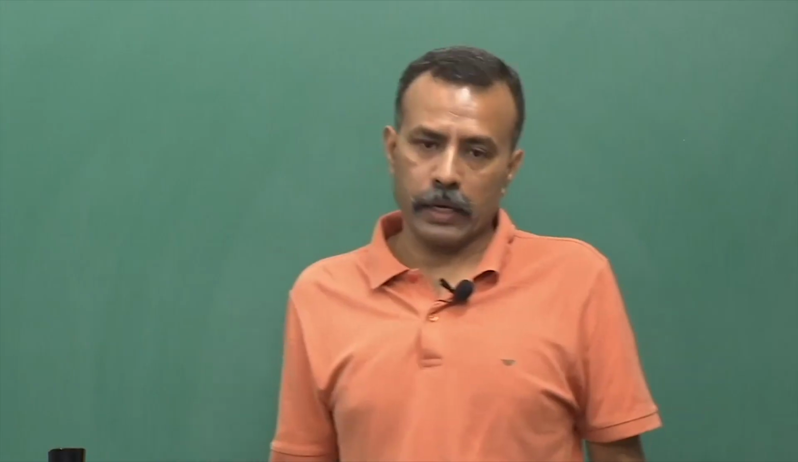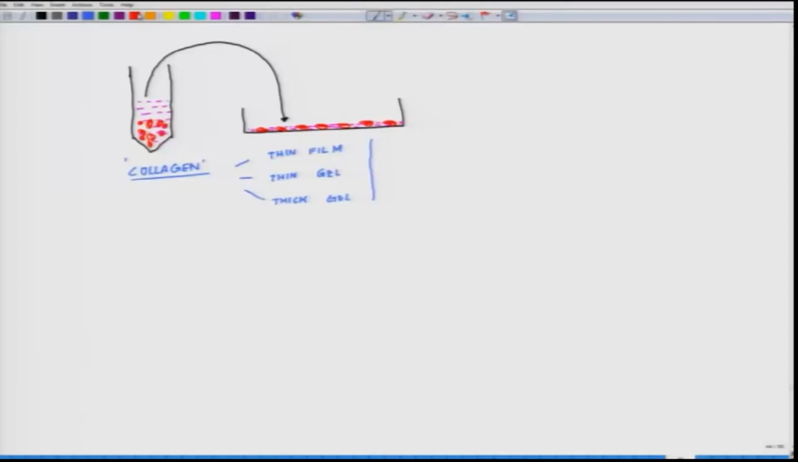The way you play is out here. For example, you have this molecule out here. Now, if you have to play it as a thin film, then you have to have a minimum number of molecules, and you should be able to spread it out all over the substrate the way you see it here. So it forms a thin film out here.